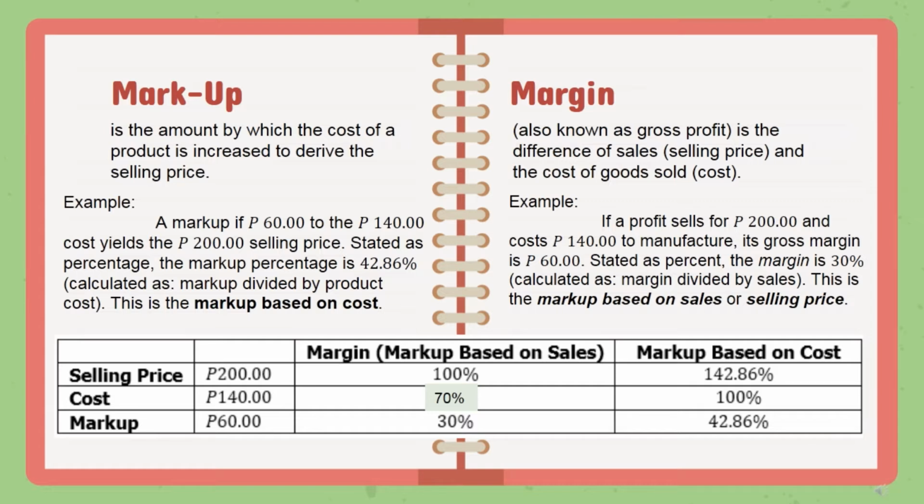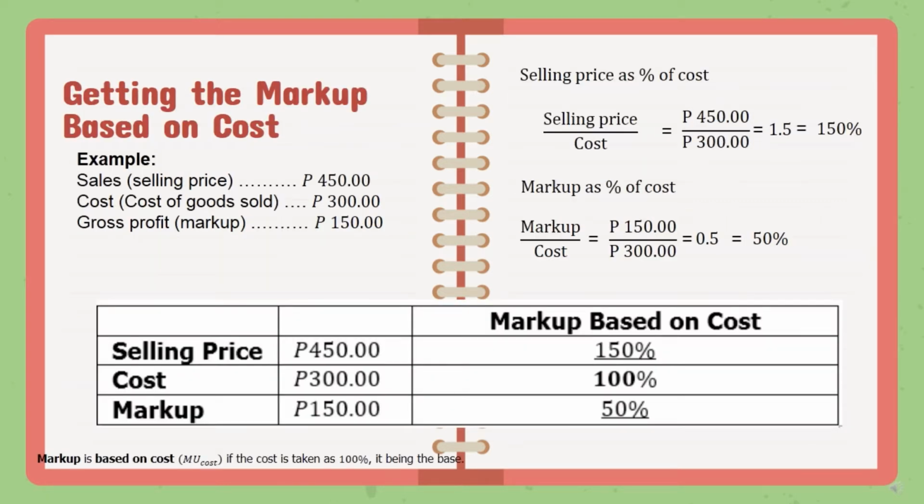So, again, i-reiterate lang natin ang pinagkaiba ng markup sa margin. First, markup is referred to as a part of the cost, while margin is referred to as part of the selling price. Next, we will solve how to get markup based on cost, or simply markup. Sabi natin kanina, markup percentage is calculated as markup divided by the cost. Dito, hindi lang si markup ang i-compare natin as part of the cost, but also we will include the selling price as part of the cost.